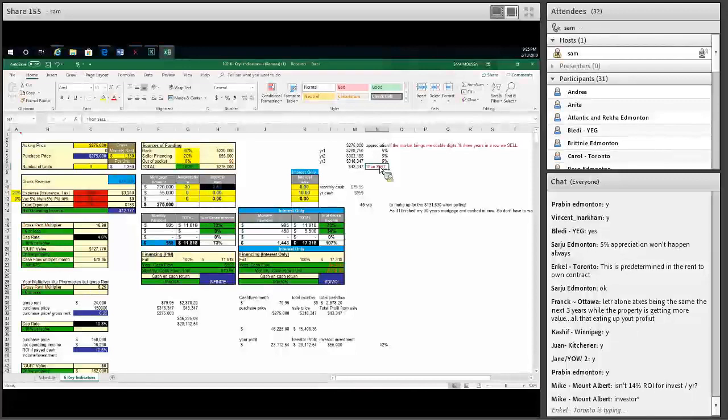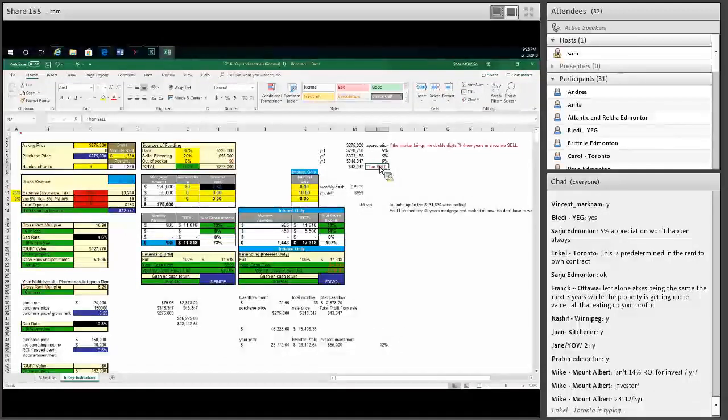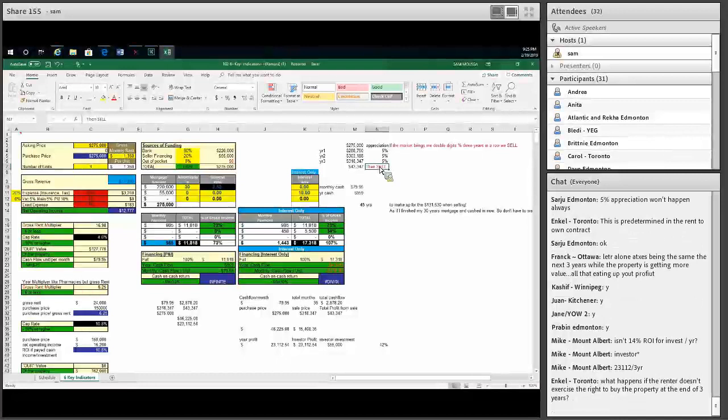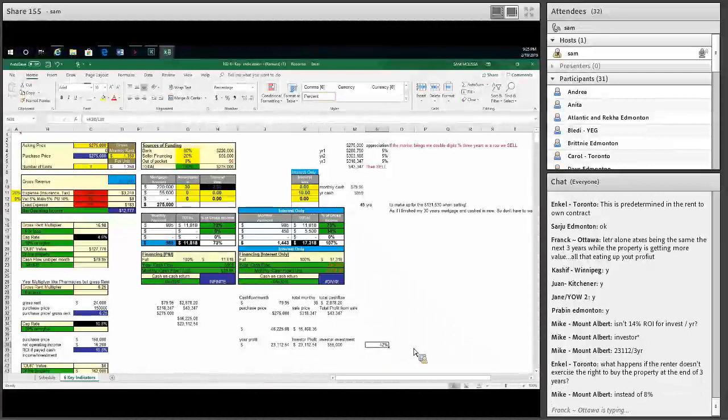Isn't 14% ROI for investor a year? What do you mean? Mike, what do you mean by that? The investor makes 14% a year. 23,000. Yeah, they're over 3 years. It's 42% on their money. If we did a compound rate of it, it would be less than that. It would be less than 14. You could argue, though, it's an average of 14, right?